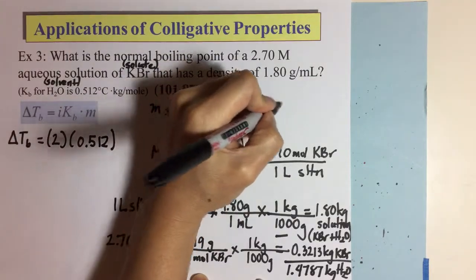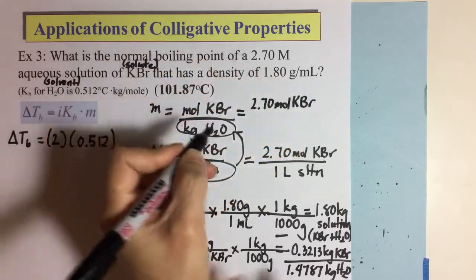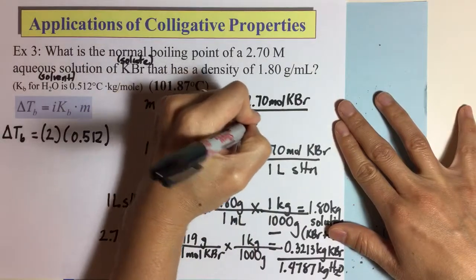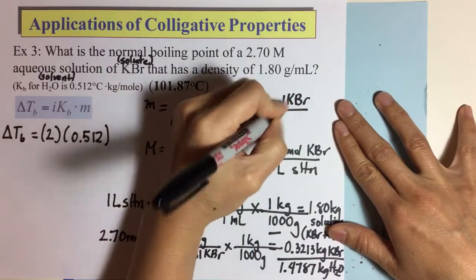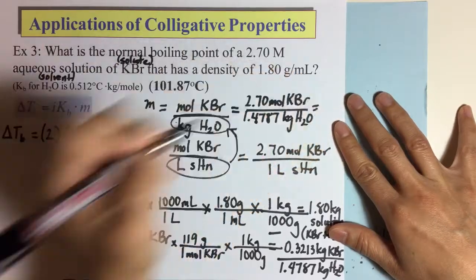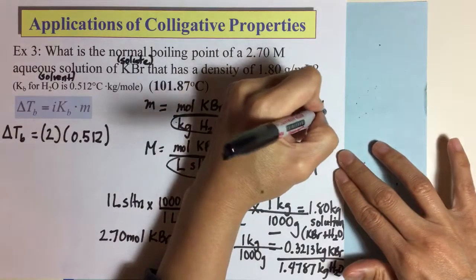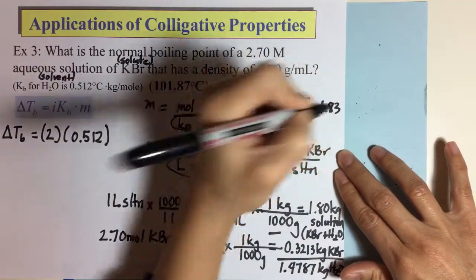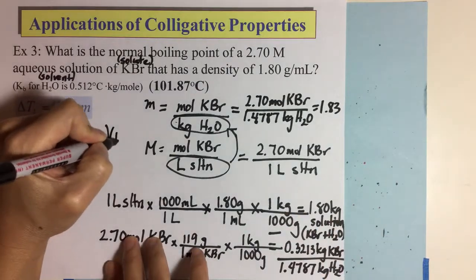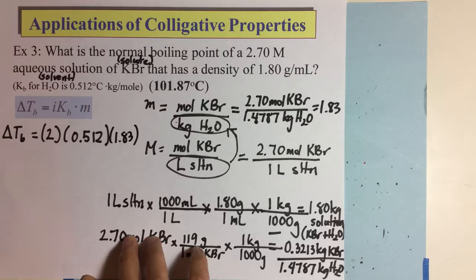So now, to find my molality, I know there's 2.70 moles of my KBr, and I know that there's 1.4787 kilograms of water. I then can ratio those two out and get my molal. And I get 1.83 when I ratio those two out. And now I can substitute it into this equation and find the change in temperature.